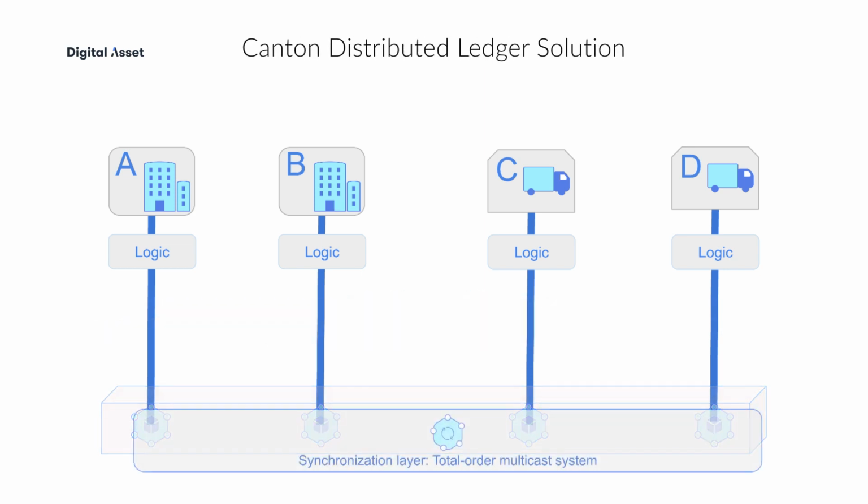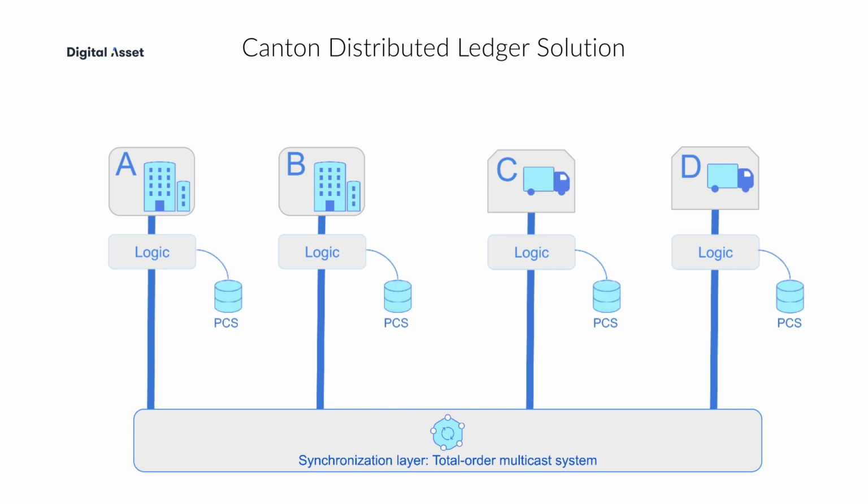This is where the Canton distributed ledger solution comes in. At a high level, its solution is twofold. First, each organization can own its data in a local data storage. No other organization has access to this local data store.